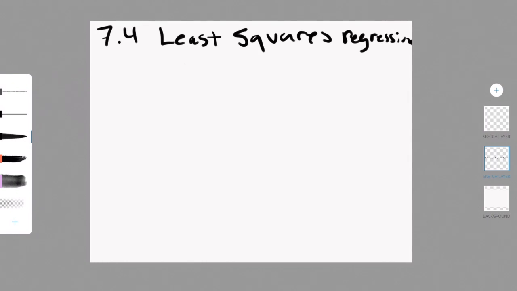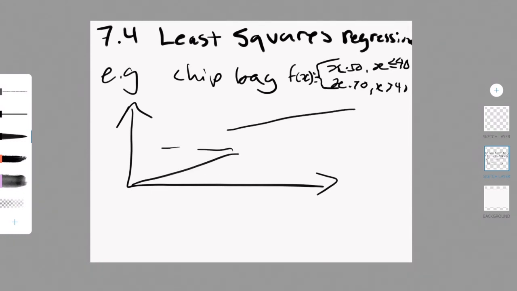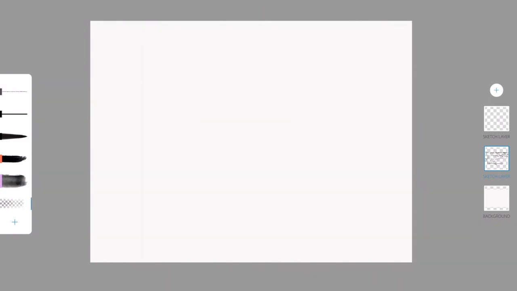I made up a really stupid real life example, and just to be clear, it is a real life example, but the numbers do not correlate with the actual real life situation. I'm not really sure how the real life situation would work. So I'm thinking a chips bag where x would be the speed at which you're eating the chips, and y, or f of x, would be calories. That might be really weird. So I put 50 times x if the number is 40 or below, and 70 times x if it's above 40, and essentially you would just draw two lines.